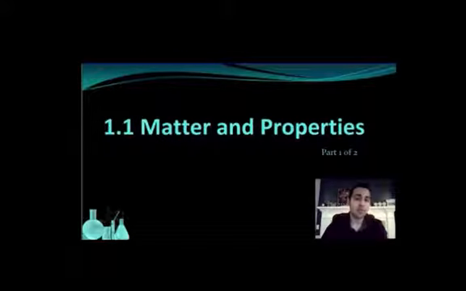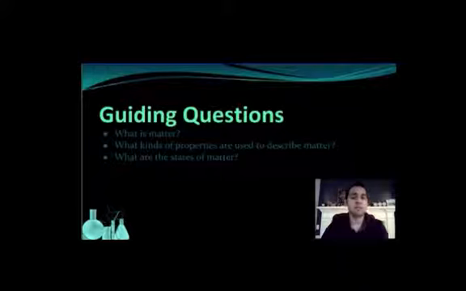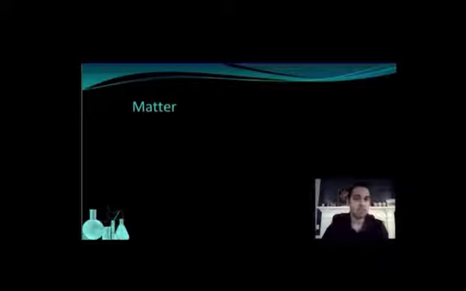Welcome to Matter and Properties. We're going to talk a little bit today about what matter is and how we can describe it, and then we're going to wrap up by talking about the states of matter: solids, liquids, and gases. To start us off, we're going to review a little bit what matter is.